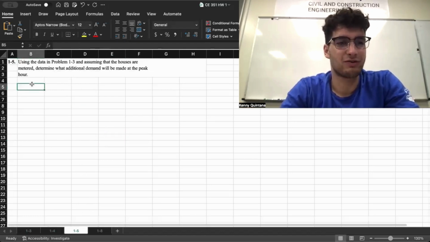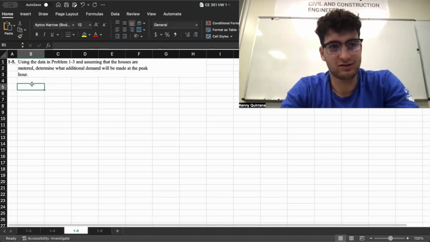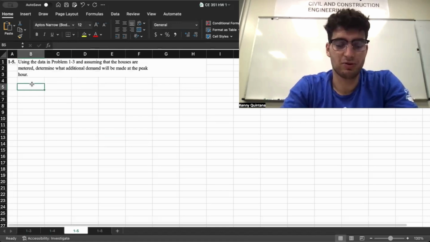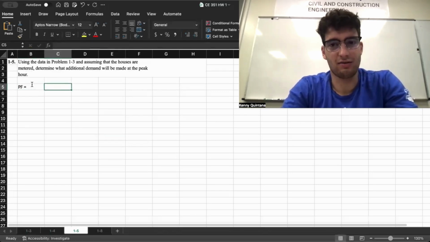So let's move on to 1-5. Using the data in problem 1-3 and assuming that the houses are metered, determine what additional demand will be made at the peak hour. So also from the book, our peak factor for the max hour is 5.3.